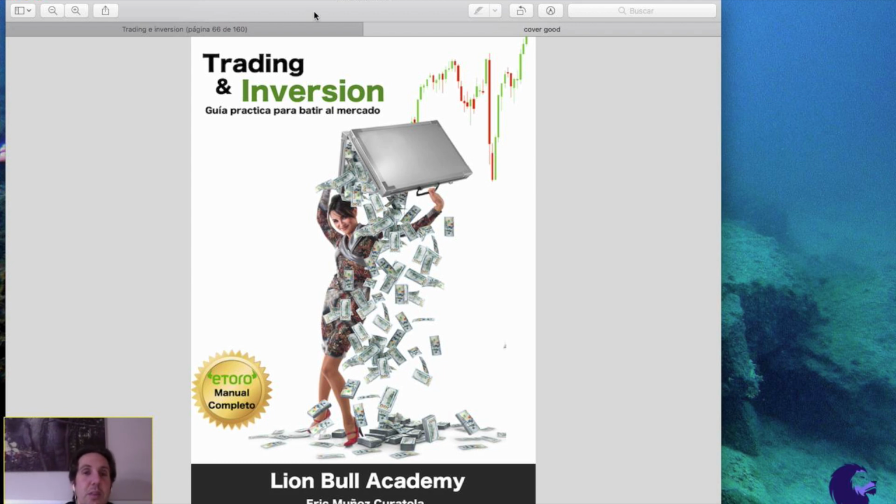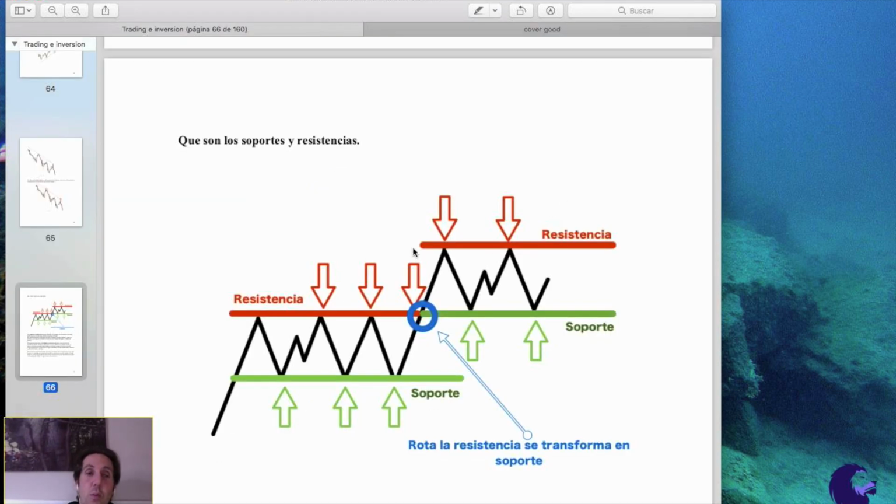Okay, inside the book, I have one part that explains support and resistance, really interesting. And now I'm going to explain it to you, because as I said, all the information in the book will always be for free here in the channel.